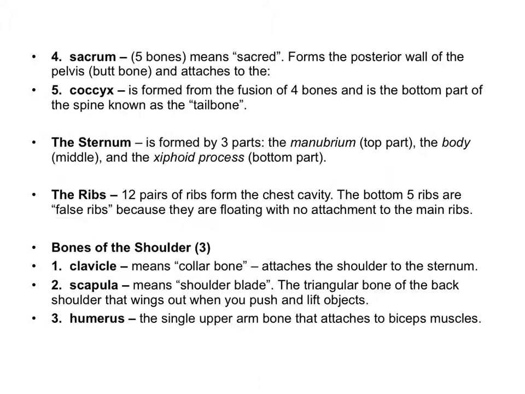Now we're going to begin the appendicular skeleton. Let's begin with the pectoral girdle, or the bones of the shoulder. Clavicle means collarbone and attaches the shoulder to the sternum. The scapula means shoulder blade. It's the triangular bone in the back of the shoulder that wings out when you push or lift objects. And then the humerus is the single upper arm bone that attaches to the bicep muscles.